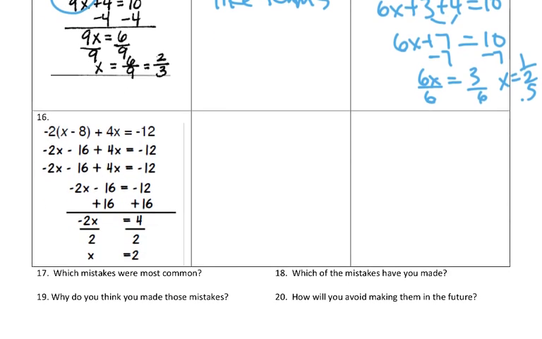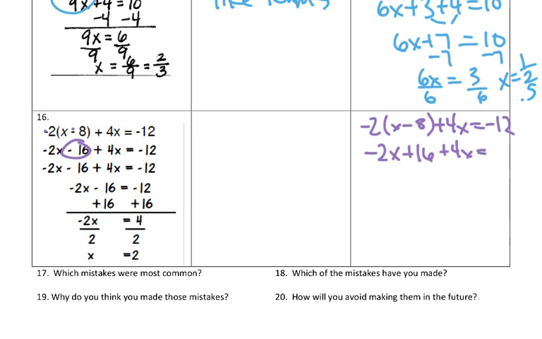Alright, the last one on this. Okay, so we've got negative 2 times x minus 8 plus 4x equals negative 12. So hopefully you noticed right off the bat, negative times negative would give us a positive. So we should have ended up negative 2x plus 16 plus 4x equals negative 12. Okay, then they made another mistake, right? Negative 2x, positive 4x, when you combine those, should be a positive 2x.